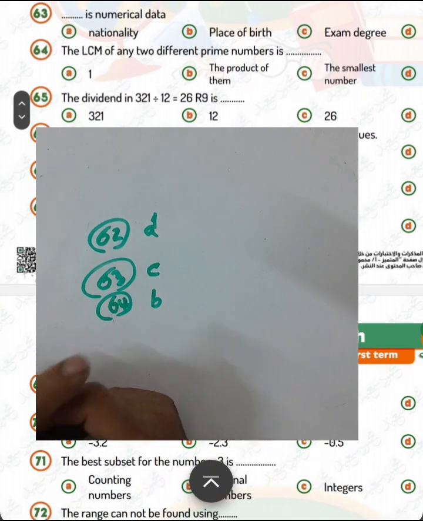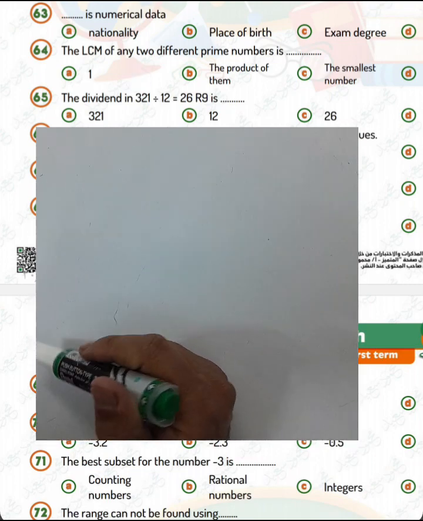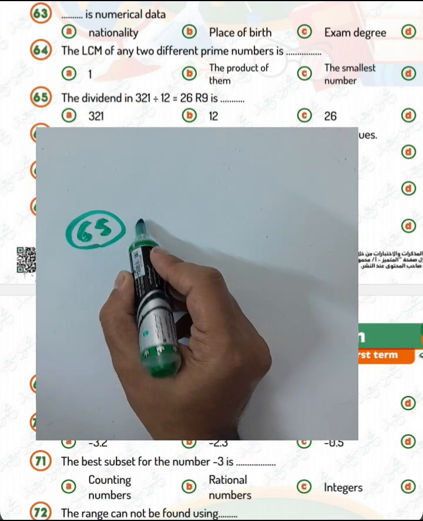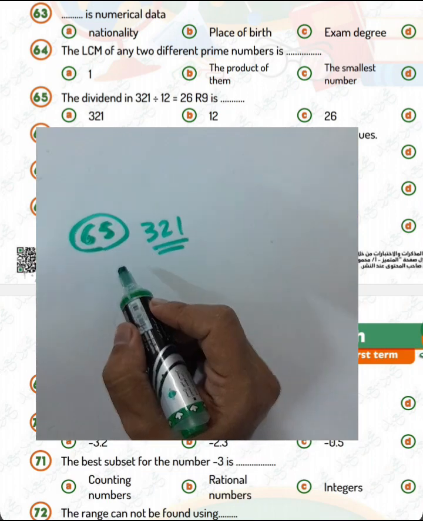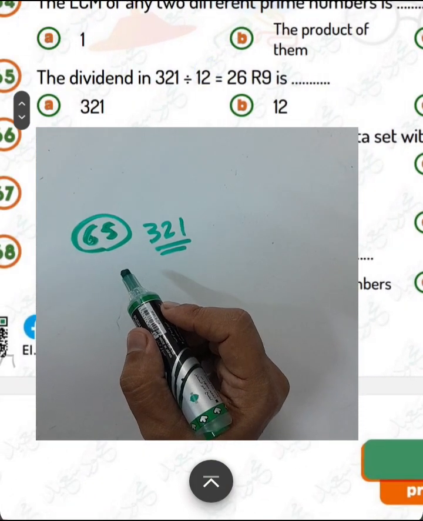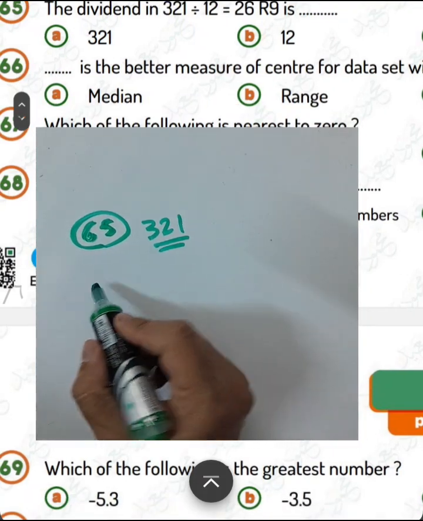Question 65. The dividend in 321 divided by 12 equals 26, and the remainder 9. We asked about the dividend. 321 we call the dividend, and 12 here is the divisor. 12 is divisor, 26 is the quotient, and 9 here is the remainder. Question 66.